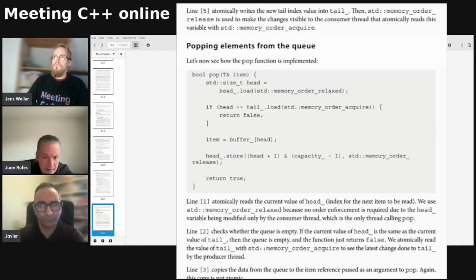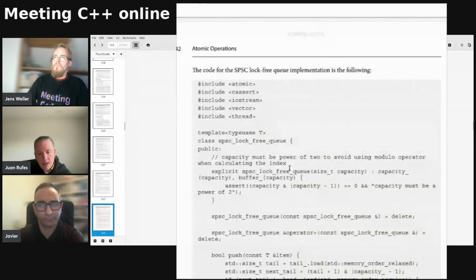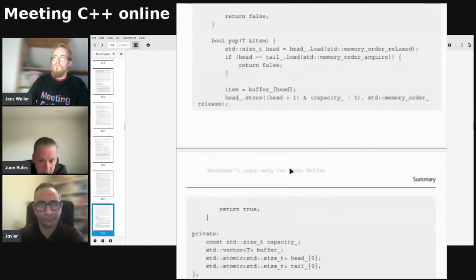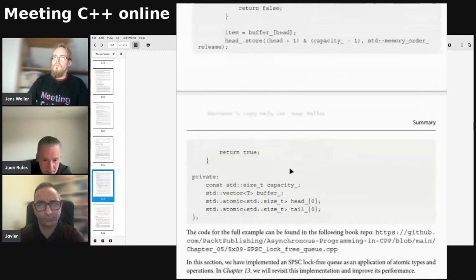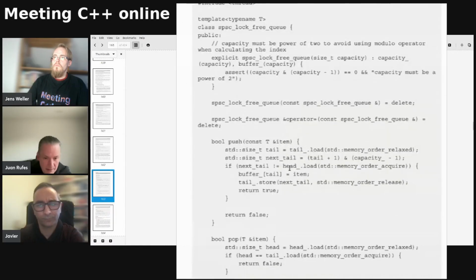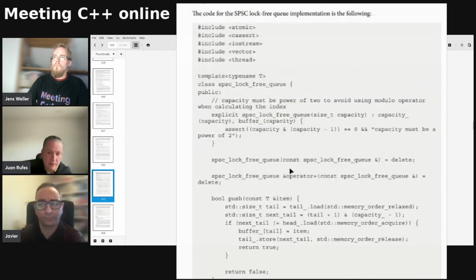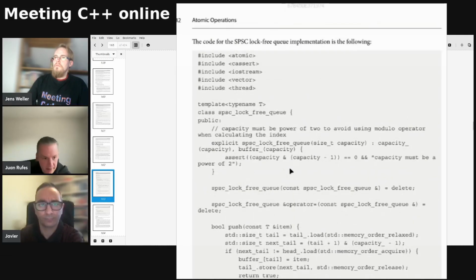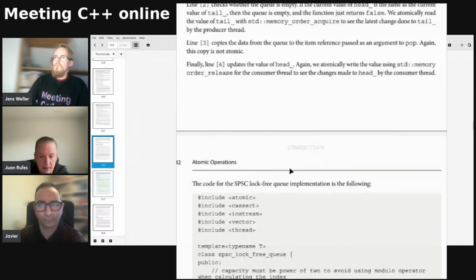Another thing with this queue is that we have two indices, one for the write and one for the read. Both are atomic. In this chapter, you see they are declared as just atomic, and this is improved in a later chapter, because doing it this way there's a problem called false sharing, which we discuss in a later chapter, and this is optimized.